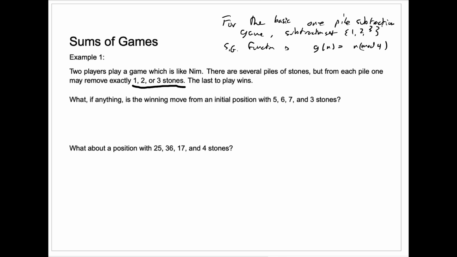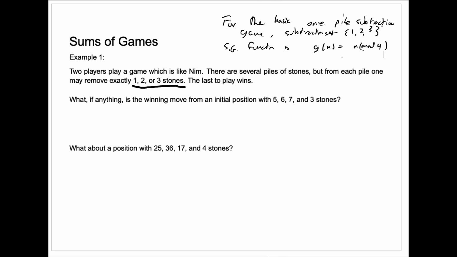That just means the remainder when you take n and divide it by 4. So it's going to be 0, 1, 2, 3, 0, 1, 2, 3, 0, 1, 2, 3, etc. I mean, g of 0 is 0, g of 1 is 1, g of 2 is 2, g of 3 is 3, and then we go back to g of 4 is 0.